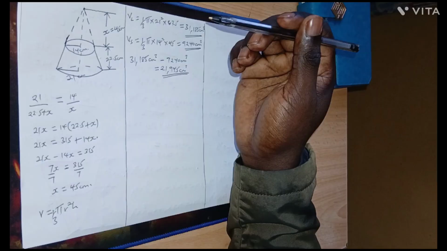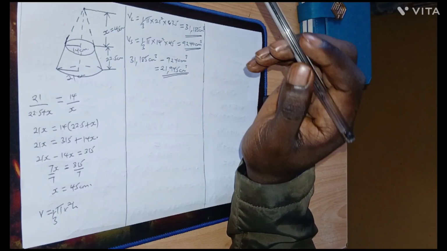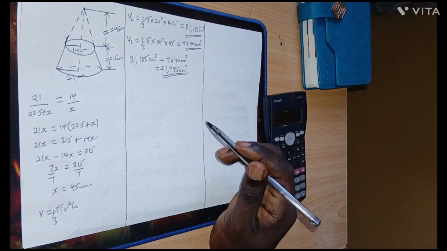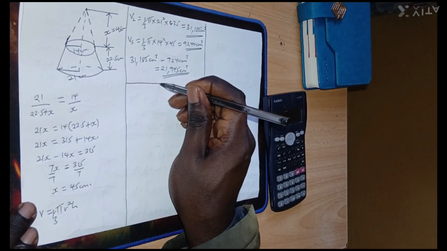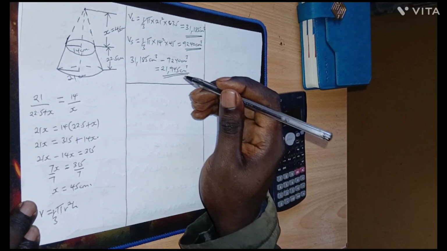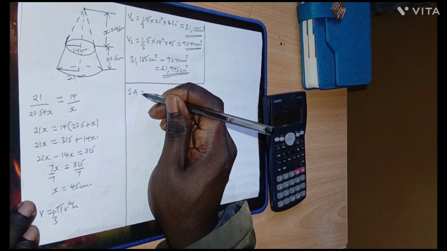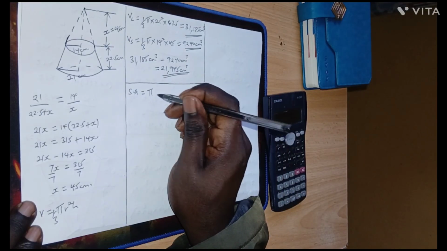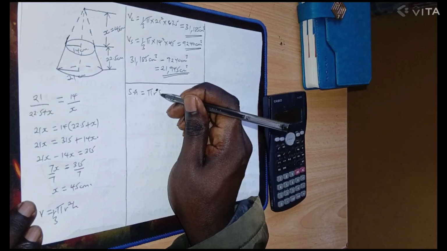So let's go further and look for the surface area of the same frustum, okay? If you're looking for the surface area of the frustum, we are going to get it as surface area is equal to pi rs, okay?